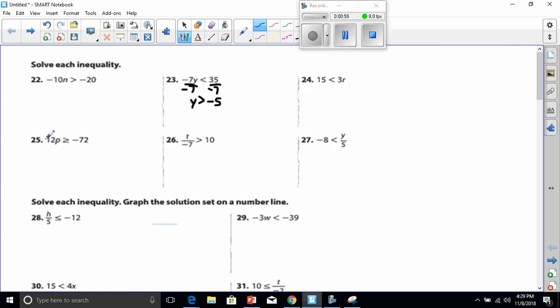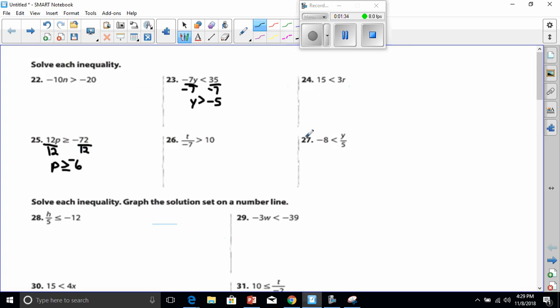This time I don't have a negative number next to my variable. So I'm just going to divide that 12 out from my 12p, which leaves me p. Whatever I do to one side, I do the other. And -72 divided by 12. Remember, I get to keep my symbol the same. Let's see, that's going to be 6. So since it's a negative number divided by a positive number, it'll be -6.